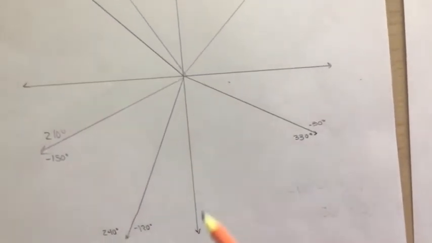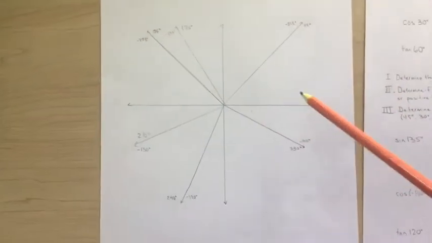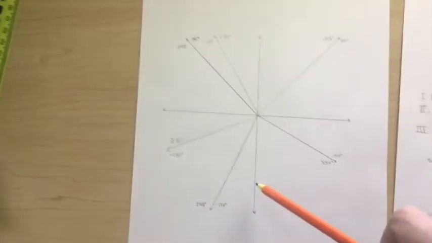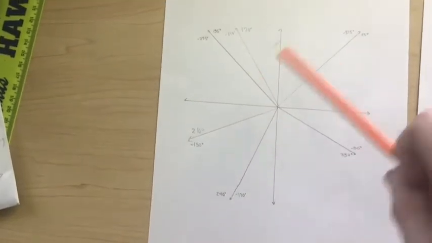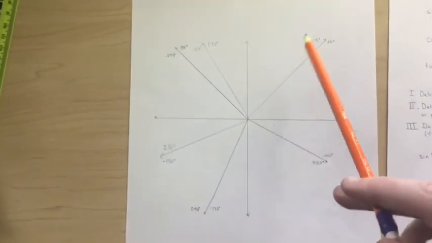And these will be between 270 and 360. And you can also do the same for the opposite side as well. You can go from 0 to negative 90, negative 90 to negative 180, negative 180 to negative 270, and negative 270 to negative 360. So that is how you find your reference angle.